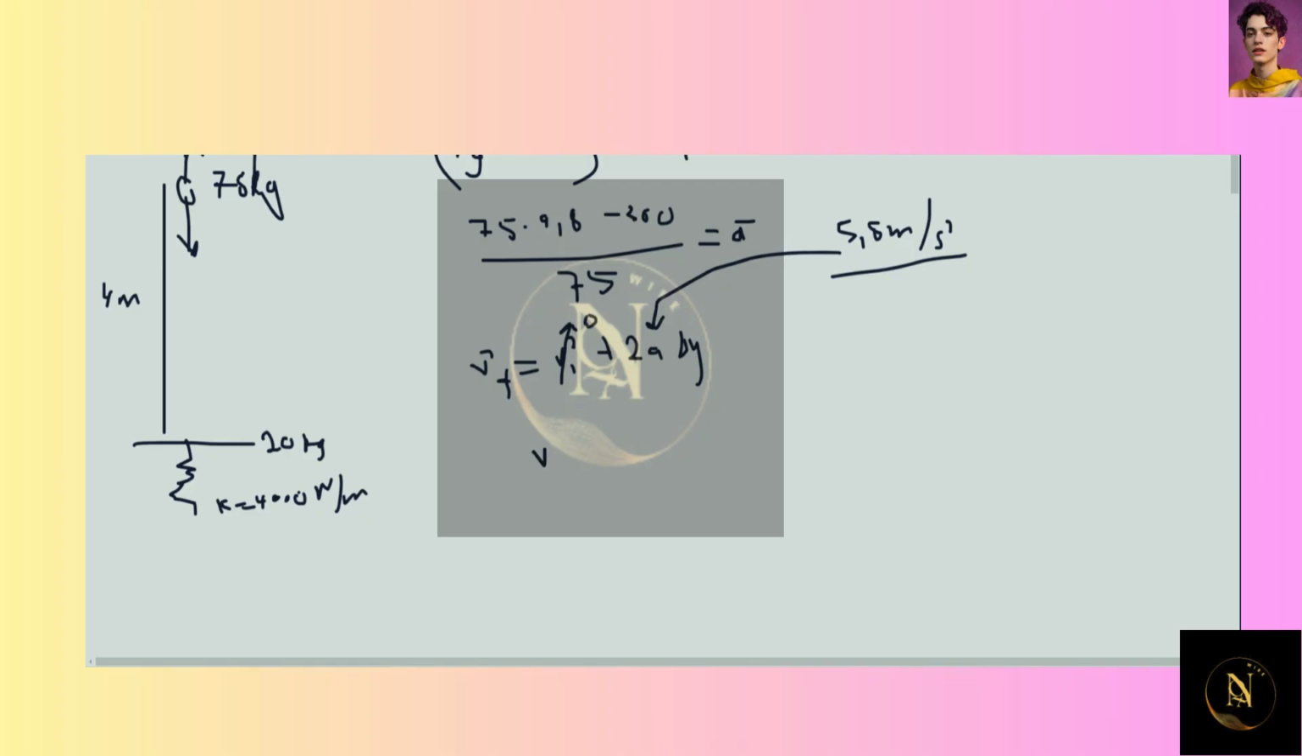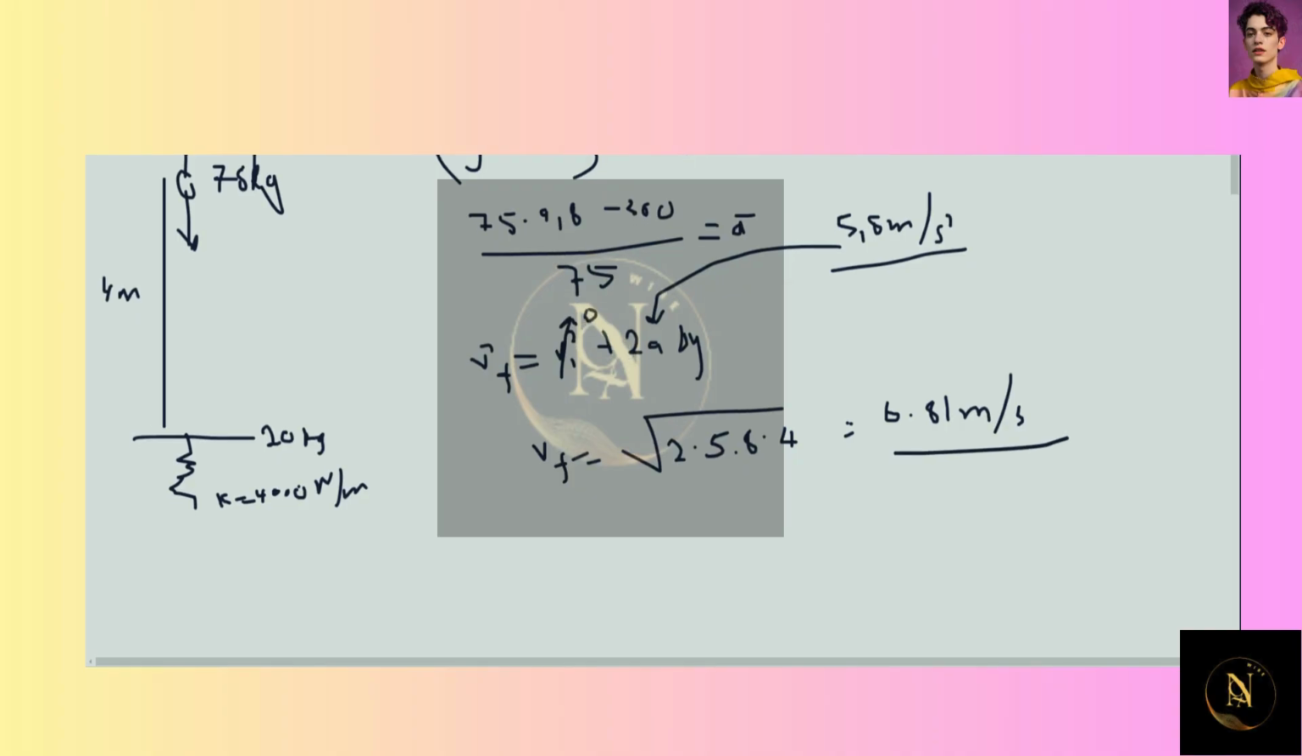So we know that the final velocity is going to be the square root of 2 times the acceleration, 5.8, times the distance, which is 4. And that should give us something like 6.81 meters per second.